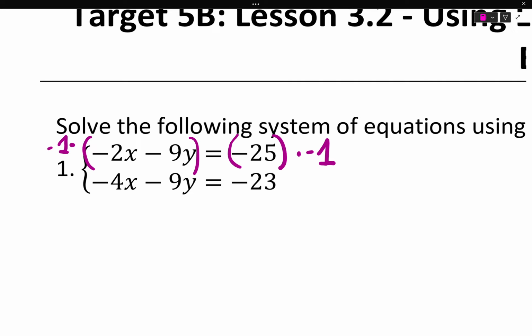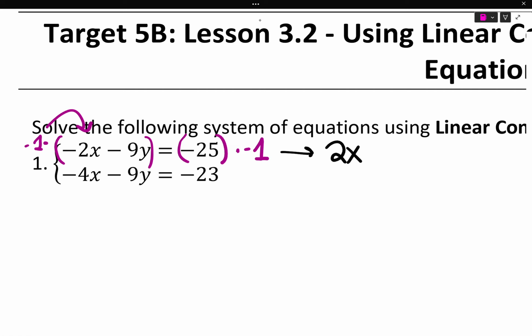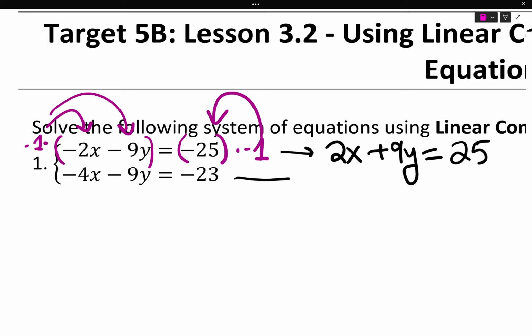I'm going to zoom out a little bit. All right. -1 times -2x is positive 2x. -1 times -9y is positive 9y. And -25 times -1 is positive 25. We're not doing anything to that second equation because we only needed to fix one of them to make a match. So I'm just going to rewrite the second equation as is underneath the new first one. Notice that now our y's are opposite. We're going to add them going up and down.